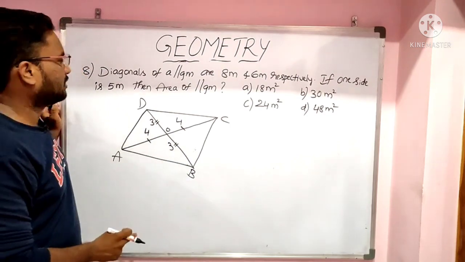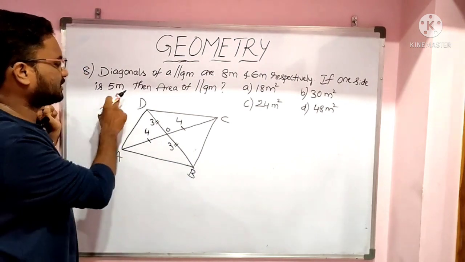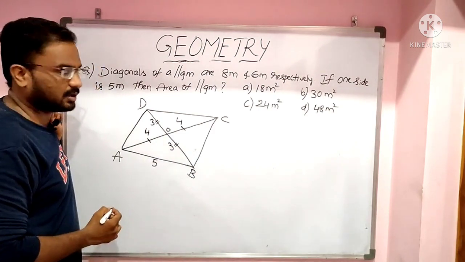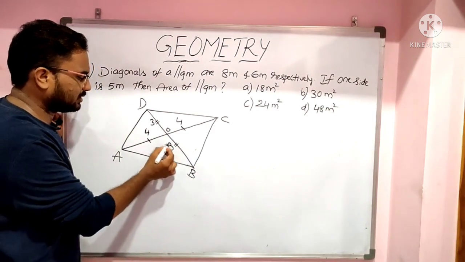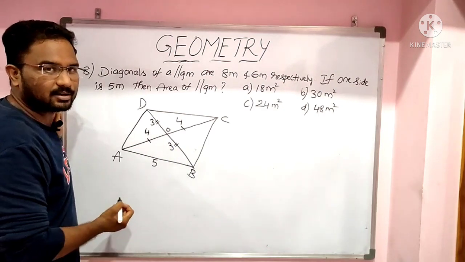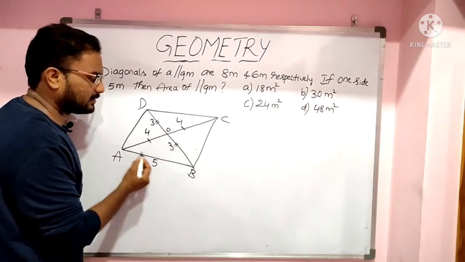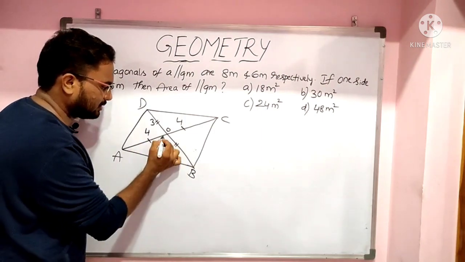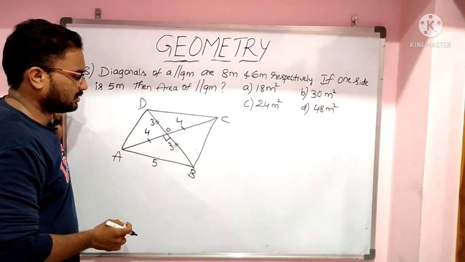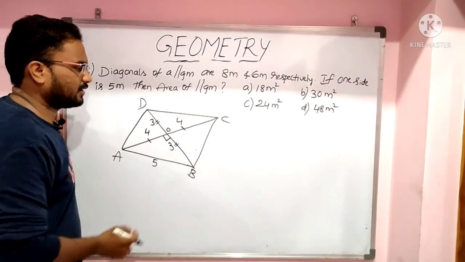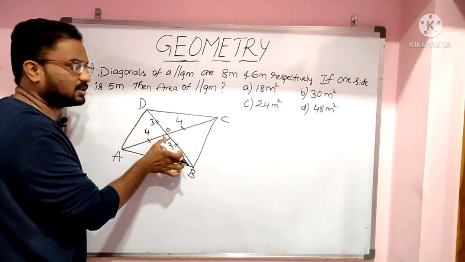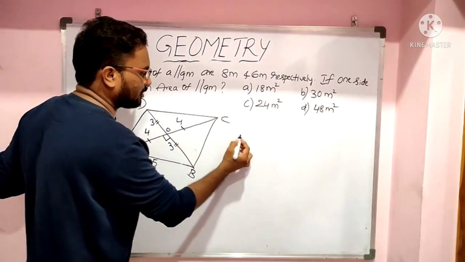And one side is 5 meters. Let us say this side is 5 meters. So here the sides are 3, 4, 5. 3, 4, 5 is a Pythagoras triplet, so it is a right angle triangle, and AB is the hypotenuse. Area of a right angle triangle is half into base into height. So 4 into 3, 12. 12 by 2 is 6.